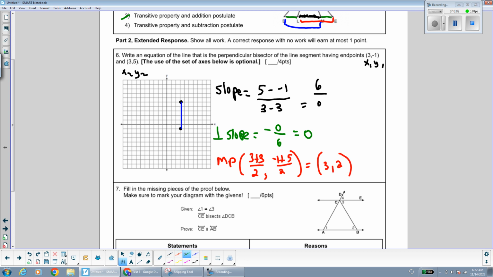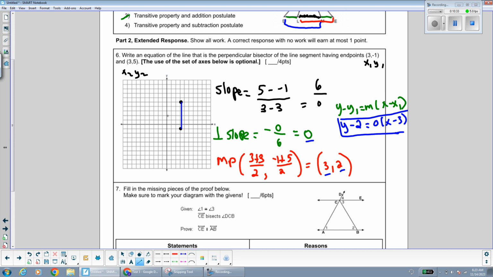Now we just need to write the equation of the line. I'm going to use point slope form. And point slope form is super simple because we just need to plug in the y coordinate, the slope, and the x coordinate. And there we go. If you solve it out for y, this is equivalent to the line y equals 2. It's just two different ways of writing the same thing. You did not have to solve it. And if we graph this, zero slope is a horizontal line going right through the point 3, 2. There's our perpendicular bisector.